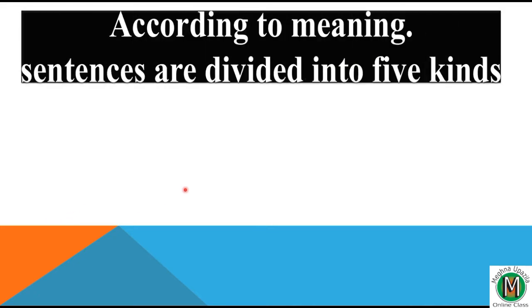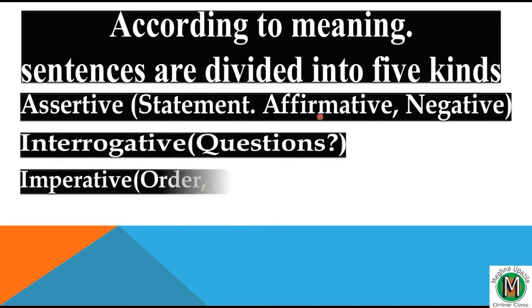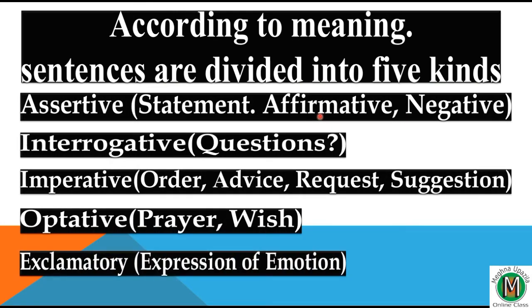Before going to discuss affirmative to negative, we have to learn how many kinds of sentence there are according to meaning. Dear learners, according to meaning, sentences are divided into 5 kinds. Those are assertive sentence. By assertive sentence, we can express our thought, we can express ourselves, and that is a statement. And this kind of sentence is again divided into 2 types. Those are affirmative sentence and negative sentence.